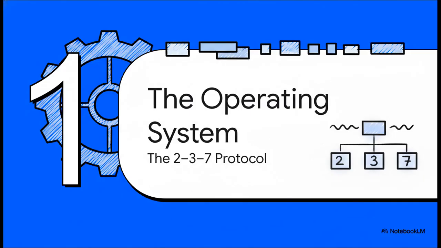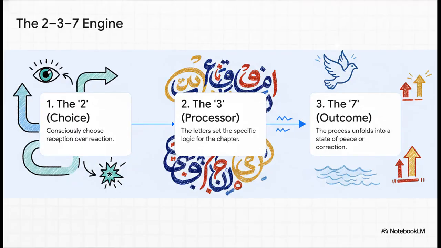And this whole system isn't random. It runs on a very clear protocol, a kind of engine that's enforced by these headers. The source material calls it the 237 protocol. Here's how it works. It unfolds in three stages. First, you have the 2. That's your binary choice. You have to consciously decide to receive the information, not just emotionally react to it. Then comes the 3. The letters themselves, the operator, act as the processor. They set the specific mode for the chapter you're about to read. And finally, you get the 7, the outcome. This process leads to a specific state, whether that's peace or patience or correction.